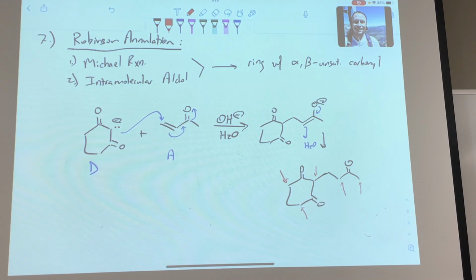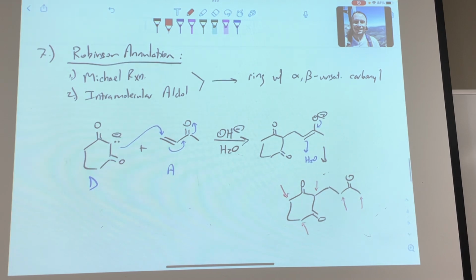All right, when we talk about these annulations, the Robinson annulation, you're only going to get fused ring systems. What I mean by that is you cannot get bridged bicyclics. And the other limitation is only 5 and 6 membered rings.